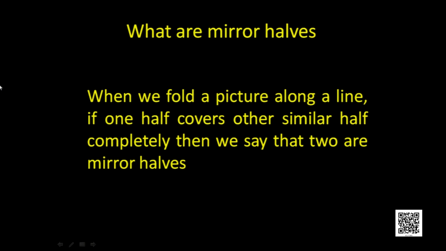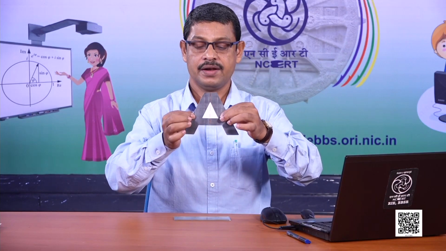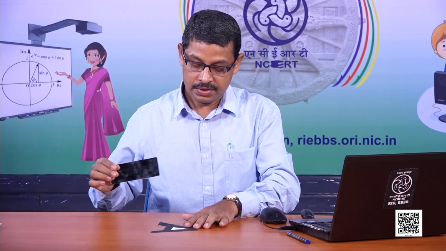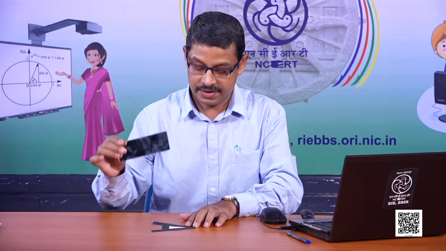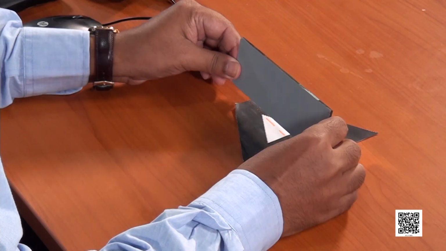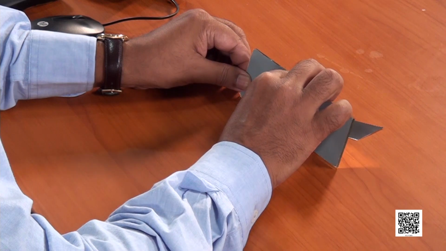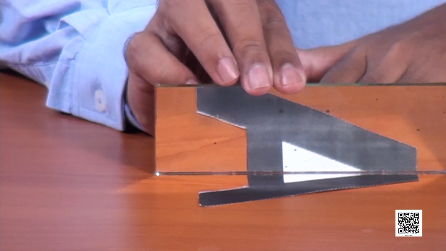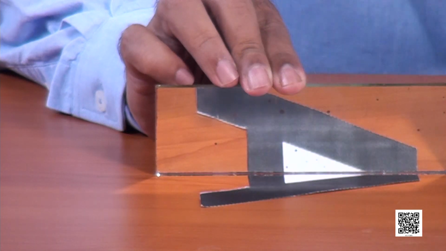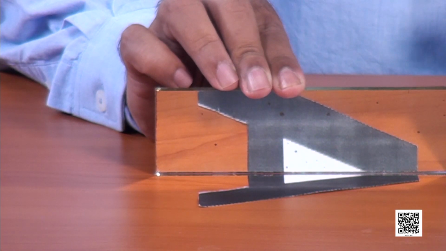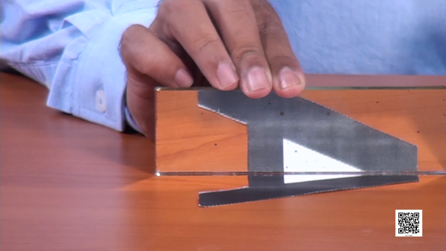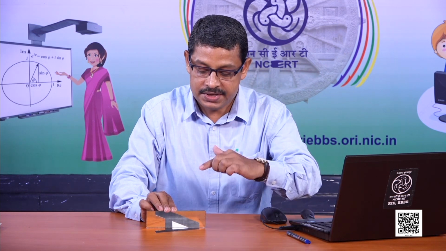Now see, when I am using the word mirror halves, this is capital letter A. Now I have to take the image of half of this capital letter A along this dotted line. I am keeping the mirror on this line. Now I have to take the image of this half. Are you getting a similar half in the mirror? The image, its shape and size are equal to the shape and size of the object. So this half, its image has been formed in the mirror.